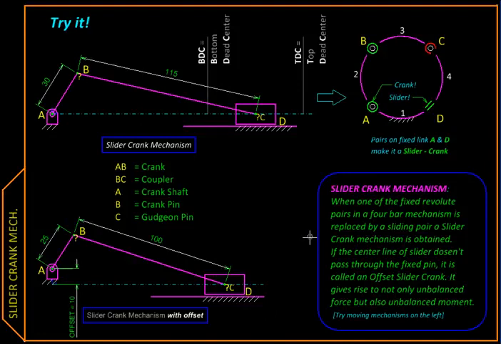We have seen what a slider crank is. It is essentially 4 links connected using 3 revolute pairs and a sliding or prismatic pair. Now we are going to change its fixed link. So instead of fixing link 1, we'll be fixing link 2 like this.